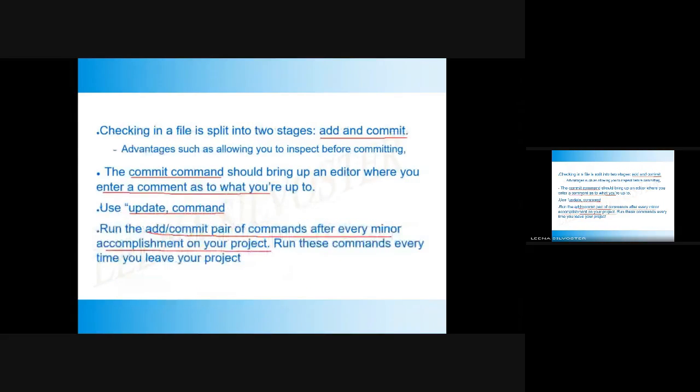Checking in a file is split into two stages, add and commit. So first step is git init. After that, you can check the status using git status. After that, you have to issue the commit command, where you enter a comment as to what you are up to. Then use update comment. You can run an add or commit pair of commands after every minor change on your project, and you can run these commands every time you leave the project.